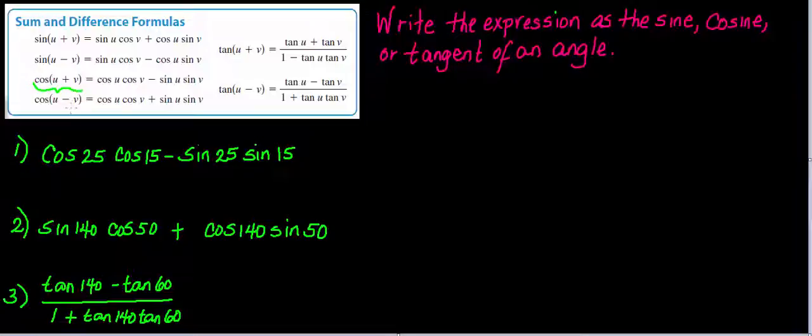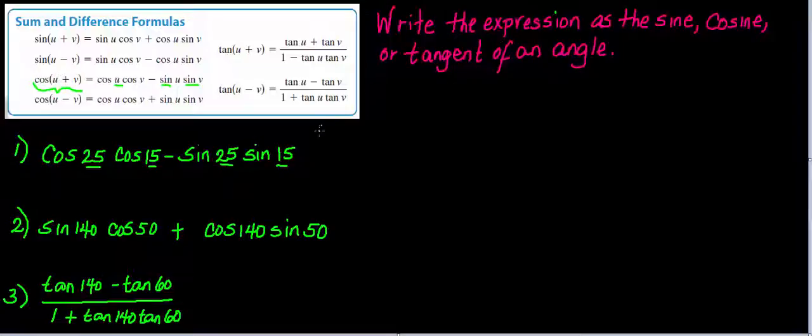How do I know? Because I have cosine times cosine minus sine times sine. And that's what this gives you, cosine times cosine minus sine times sine. And notice that in both cases, I have the same value for u and I have the same value for v. Okay, so u is 25 and v is 15. That means this is a case of a sum formula for cosine.